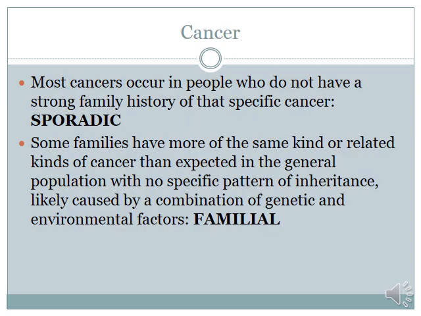Most cancers occur in people who do not have a strong family history of that specific cancer. They are sporadic. Some families have more of the same kind or related kinds of cancer than expected in the general population, with no specific pattern of inheritance, likely caused by a combination of genetic and environmental factors, referred to as familial.